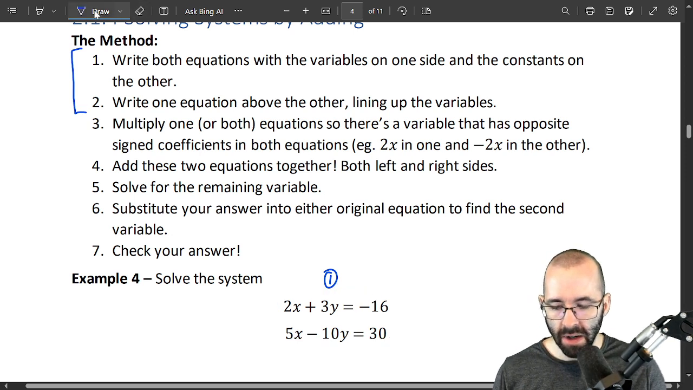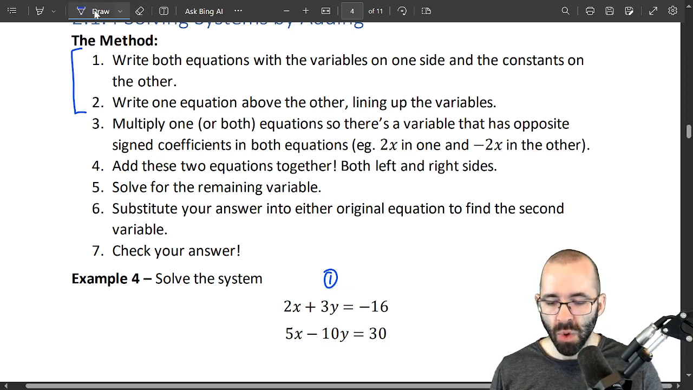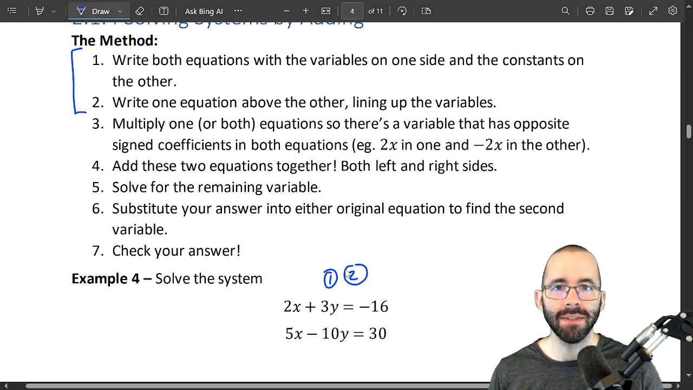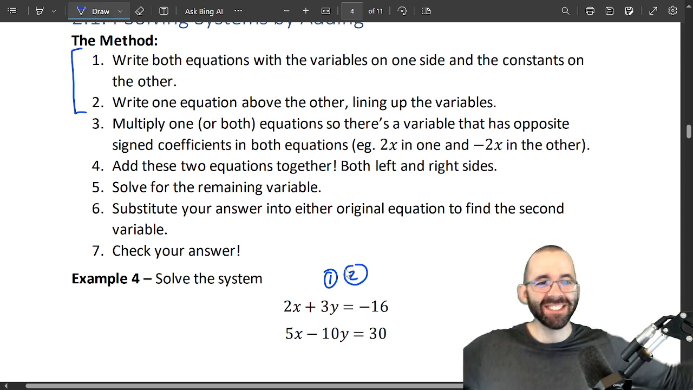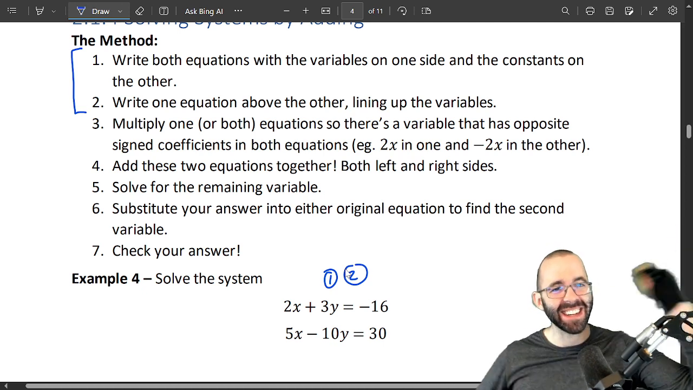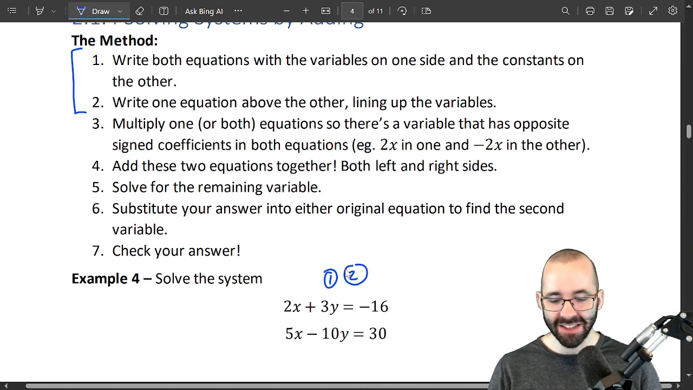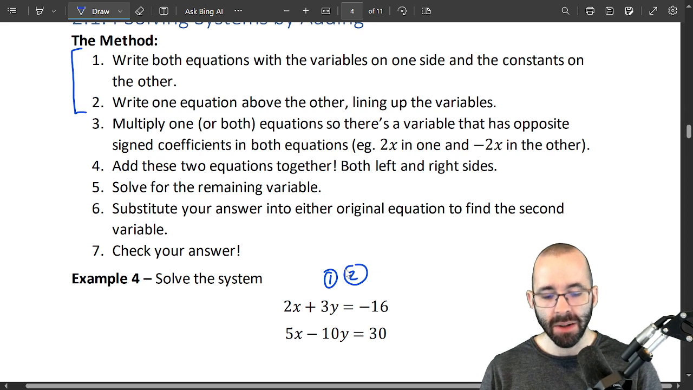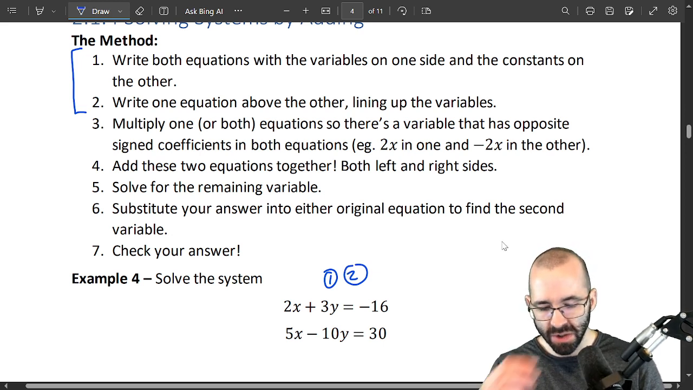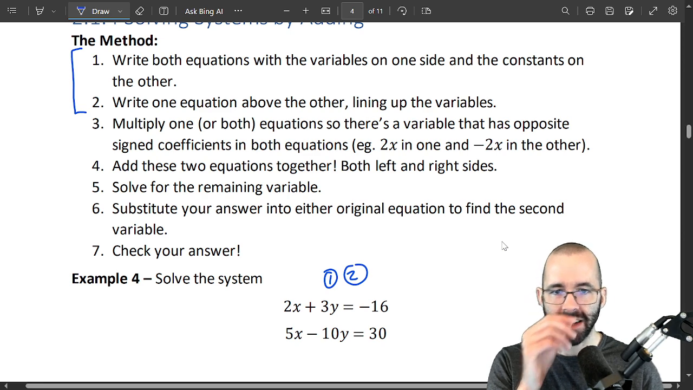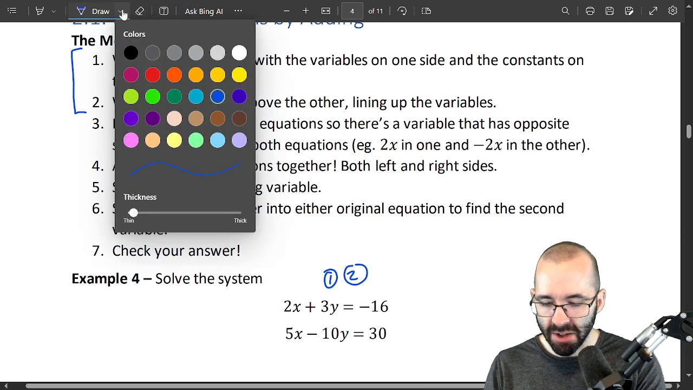Okay, great. Step 2, write one equation above the other, lining up the variables. Great. This is going great. We don't have to do anything. So that's what this is talking about, right? It wants the variables to be lined up. We'll see a little bit more about what that can look like in later problems. All right, let's go to the next step.